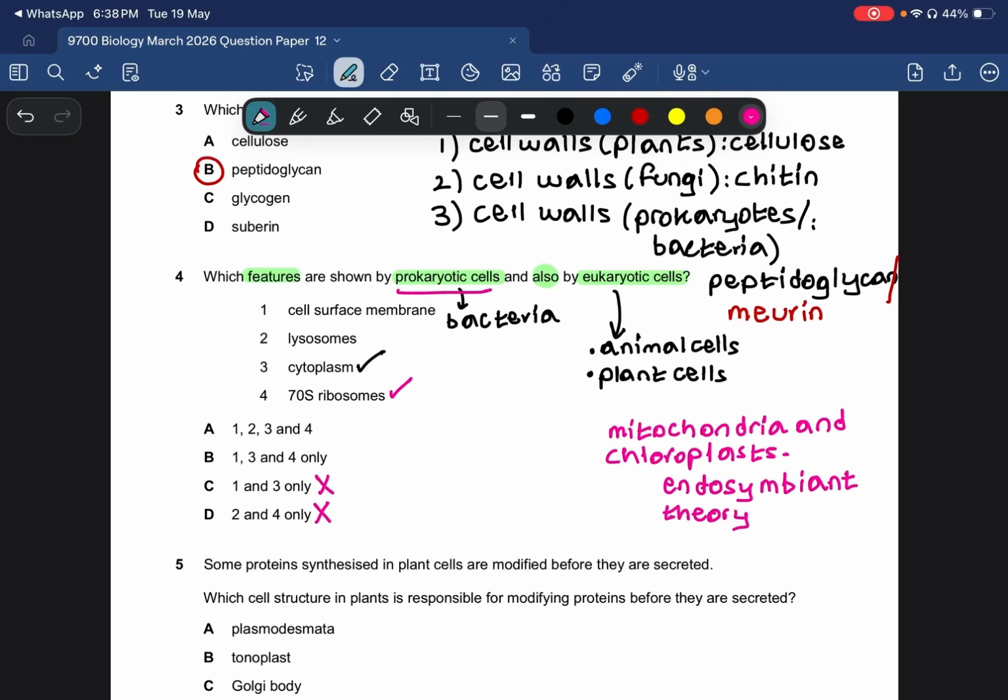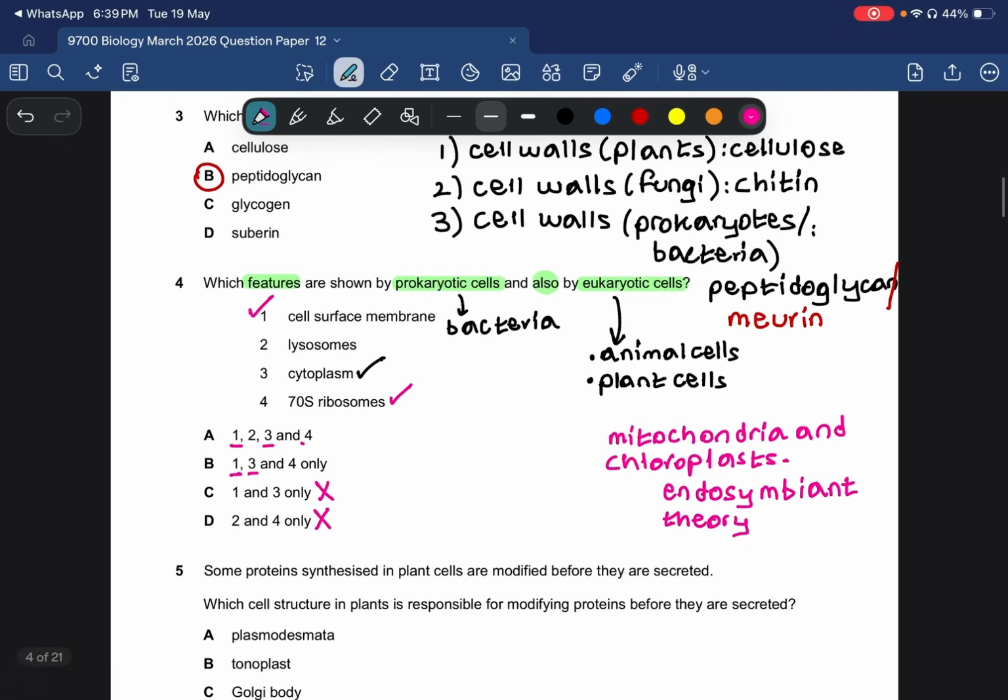You should ask yourself this: is a prokaryotic cell a living cell? Yes. Is a eukaryotic cell a living cell? Yes. All living cells must have a cell surface membrane. So 1 is also correct. And 3 is also correct. 4 is mentioned in both of these, which we also said is correct.